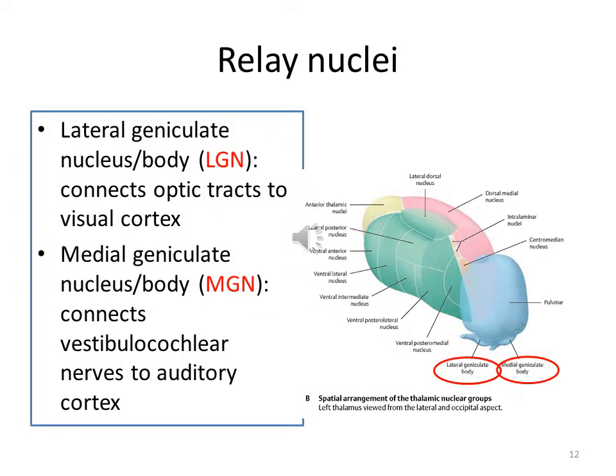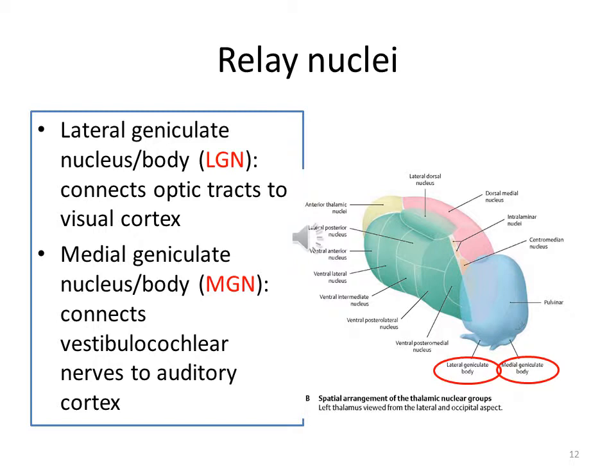The last 2 relay nuclei are the lateral geniculate and medial geniculate nuclei, LGN and MGN respectively. Both of these connect to the cerebral cortex. The lateral geniculate nucleus connects the optic tracts to the visual cortex, and the medial geniculate nucleus connects the vestibulocochlear nerves to the auditory cortex.